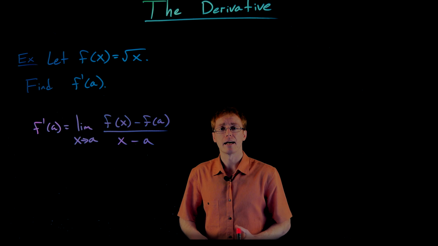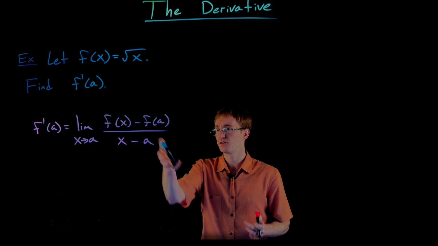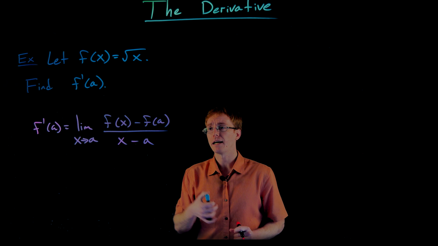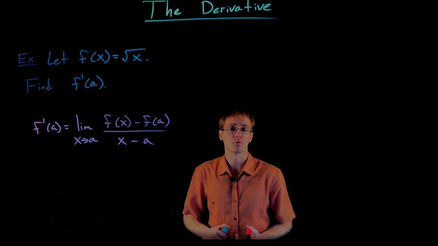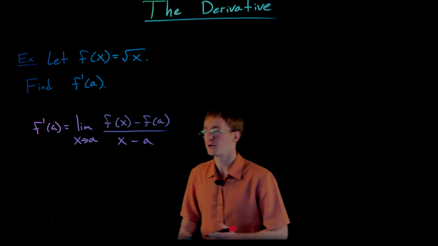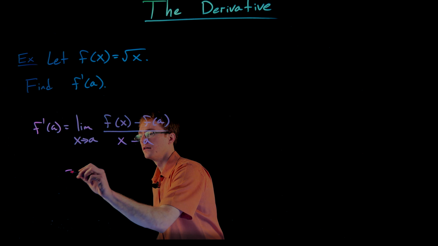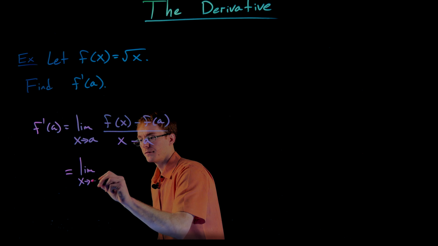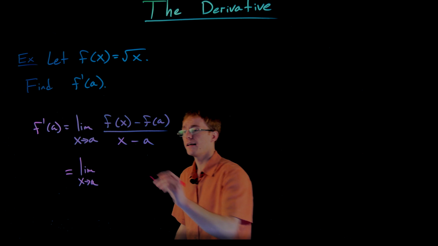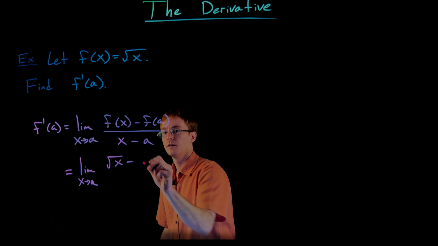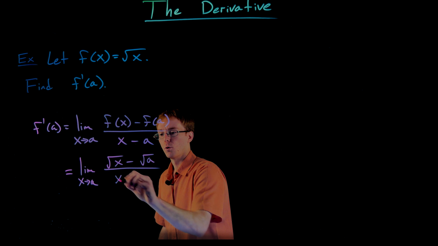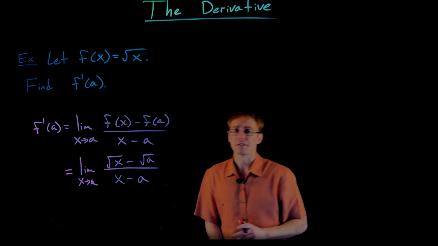All right, so to find our derivative using our limit definition, we have to first evaluate these pieces in that general formula. What is f of x and what is f of a? Well, f of x is just our function, the square root of x, and f of a is just the square root of a, our function evaluated at x equals a. So if we plug that in, our limit now looks like the limit as x approaches a of the square root of x minus the square root of a all over x minus a.